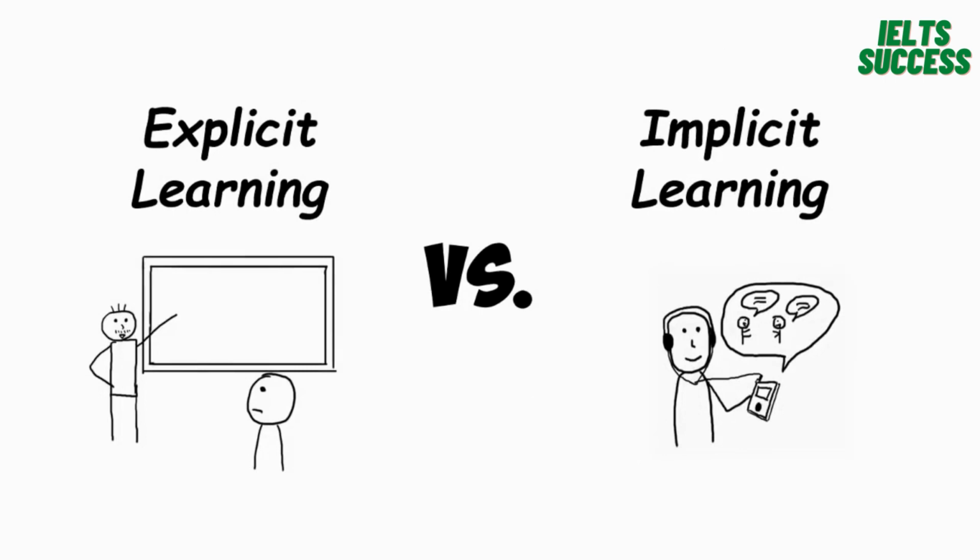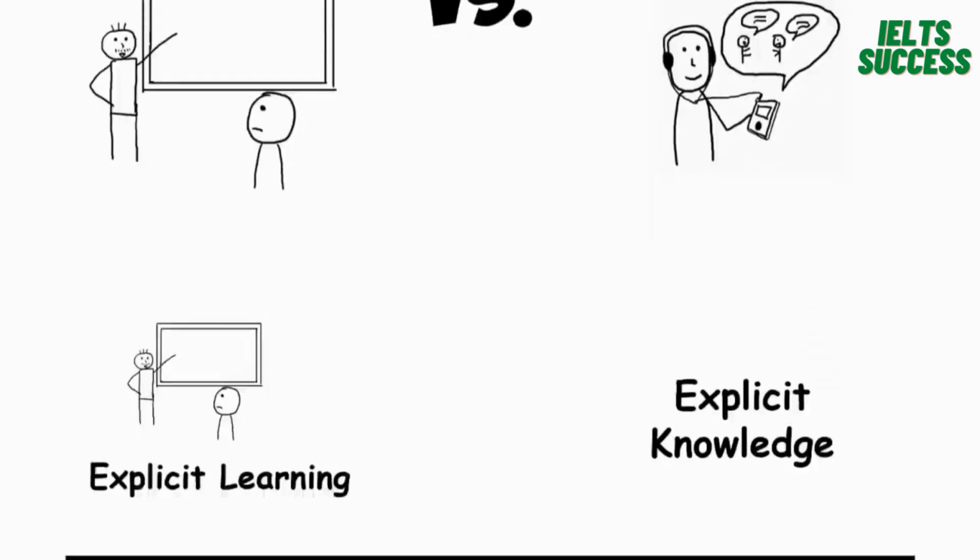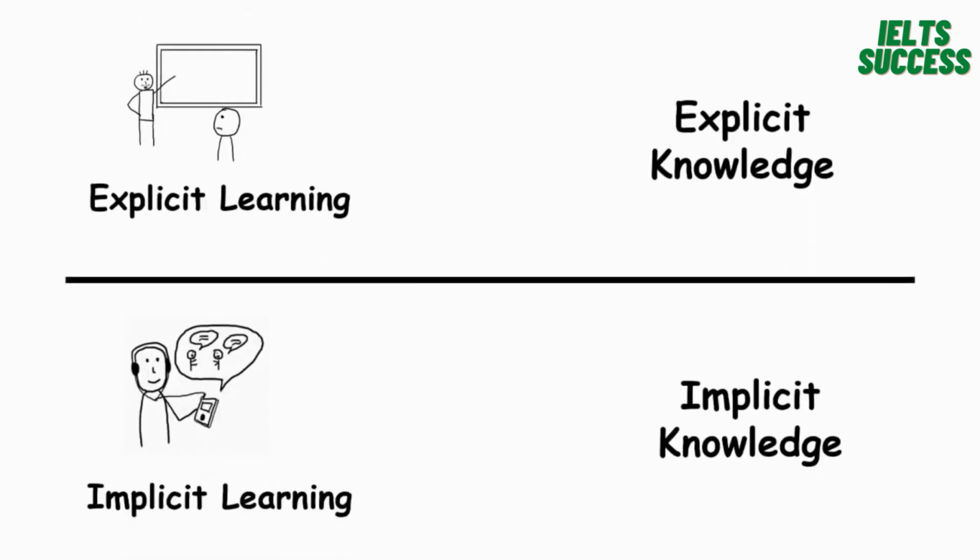So we can learn English in 2 different ways, either explicitly or implicitly. The question is, which way of learning is better? To answer this question, consider this. Just like there are 2 types of learning, there are also 2 types of knowledge, explicit knowledge and implicit knowledge. Explicit learning results in explicit knowledge, whereas implicit learning results in implicit knowledge. And there's a very big difference between these 2 knowledges.